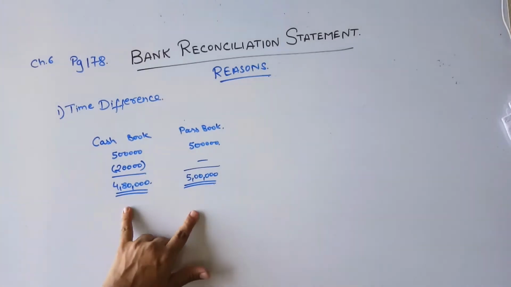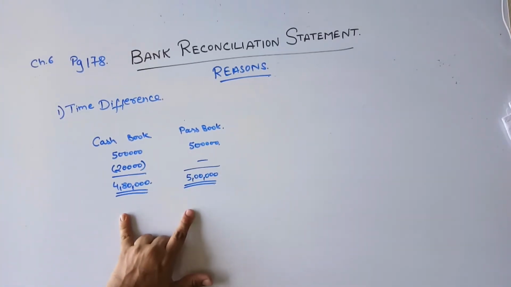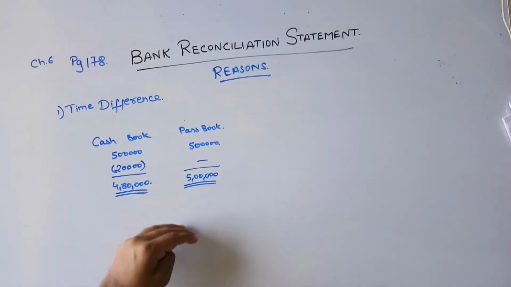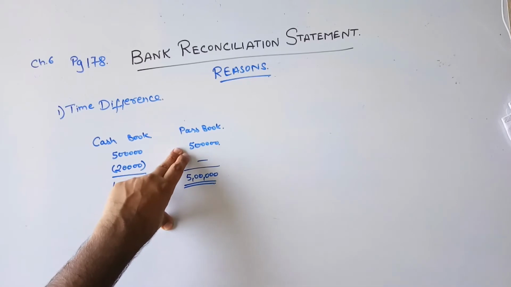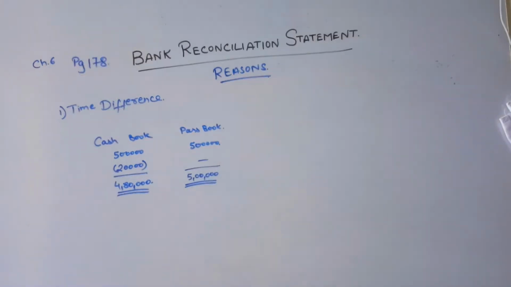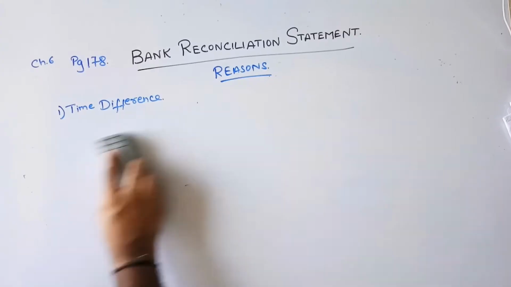So this difference is called the timing difference, the time difference. This is not some error, and not even an omission, but a time difference, because after maybe 3 or 4 days the check will come in the passbook, get reflected in the bank statement, and the amount will be debited from my passbook also. Okay guys, so this is called the time difference.